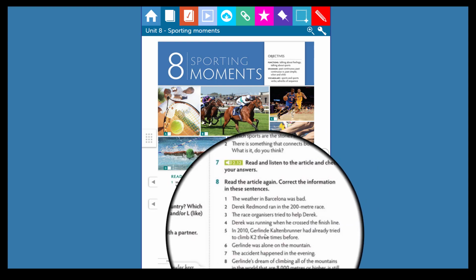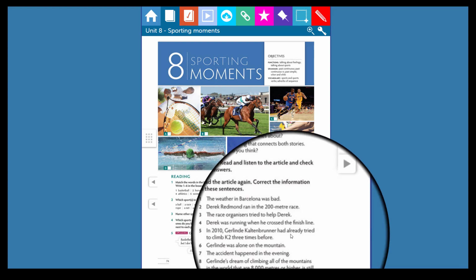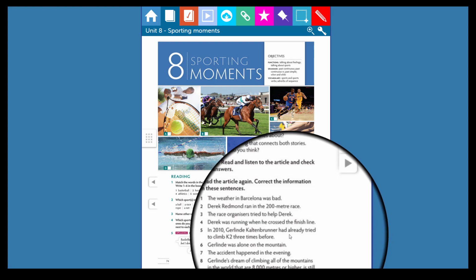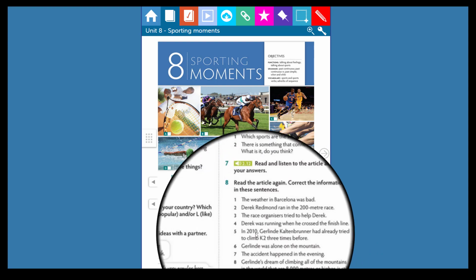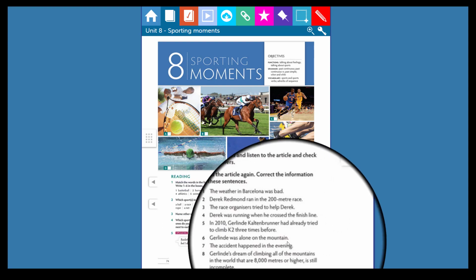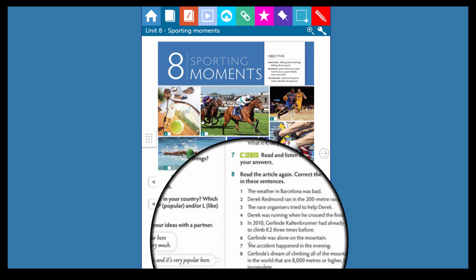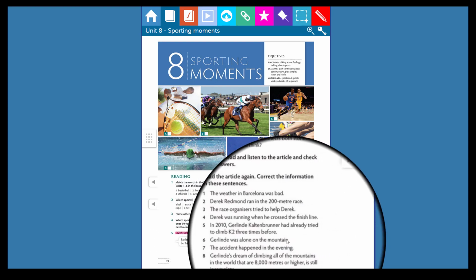Number 5. In 2010, Geraldine Kaltenbrunner has already tried to climb K2 3 times before. Incorrect, because she tried to climb the K2 for the fifth time in 2010. Number 6. Geraldine was alone on the mountain. Incorrect, because she was with her friend Frederick.